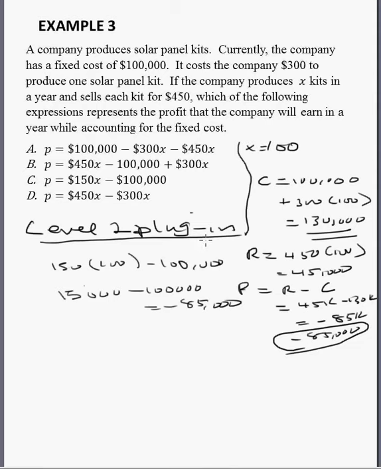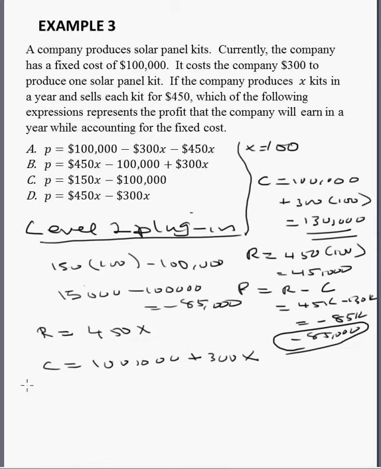That is how I want you to do this, for level 1 plug-in, level 2 plug-in. Now, if you are very good in algebra, as a student of algebra, this is also very easy to handle. The first thing you want to do is compute your revenue. Your revenue is going to be equal to 450 times X, right? And your cost here is equal to 100,000 plus how much it costs to produce each of them. So that would be 300 times x.